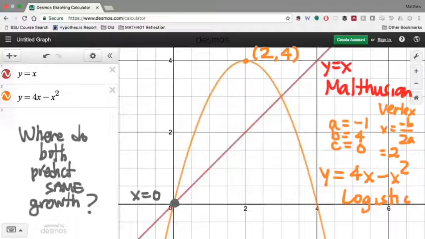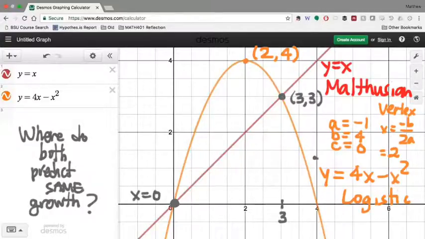Is there another place on this graph where both models are predicting the same growth rate? Where x equals 3. So how do you know x equals 3? What's happening on the graphs at that point? The graphs are intersecting one another. What does it look like the y-coordinate is there? Looks like the y-coordinate is also 3.